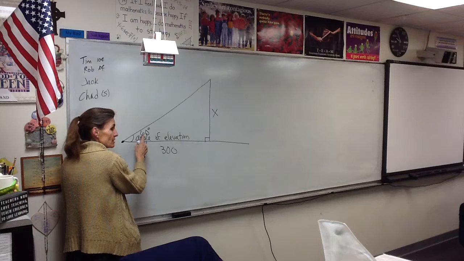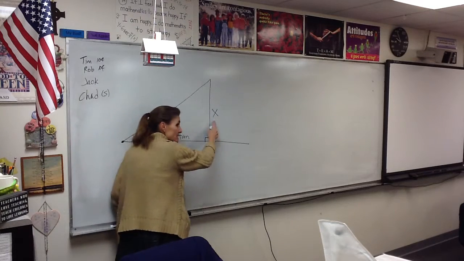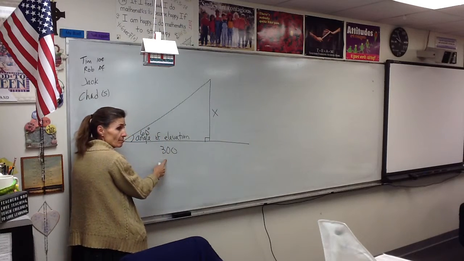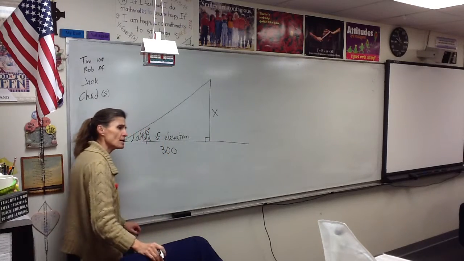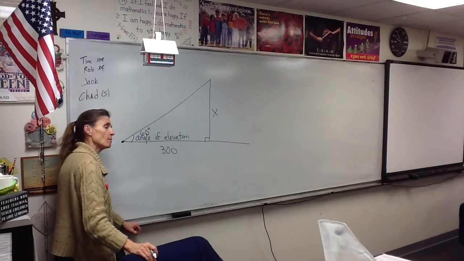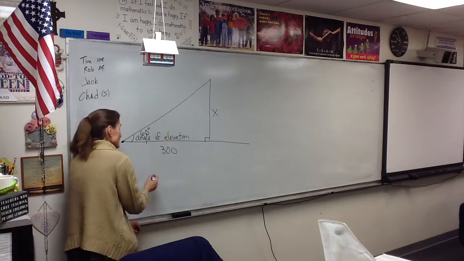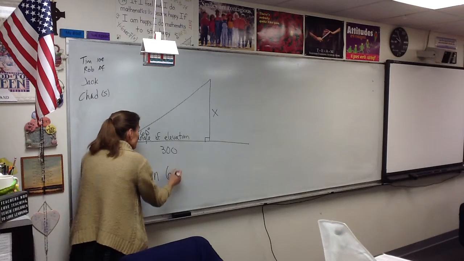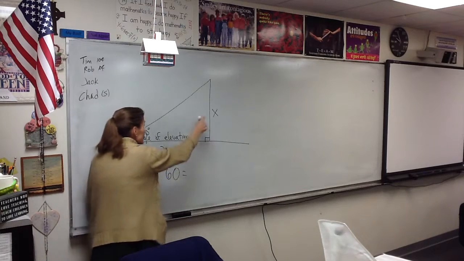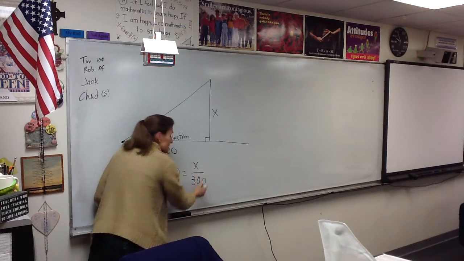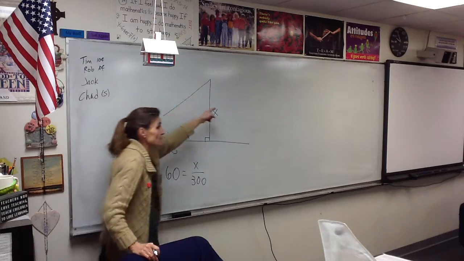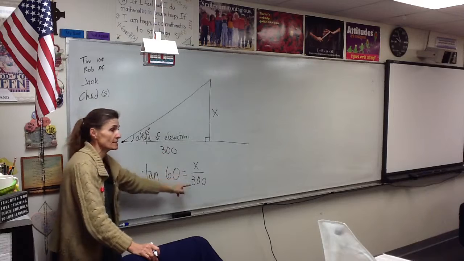Here's your angle, 60 degrees. Which side is this? Opposite, adjacent, or hypotenuse? Opposite. Which side is this? So which function should I use if I've got opposite and adjacent involved in the problem? TOA, Tangent. TOA, tangent. So the tangent of 60, the tangent of the angle, equals opposite over adjacent. The tangent of the angle equals the opposite side over the adjacent side.